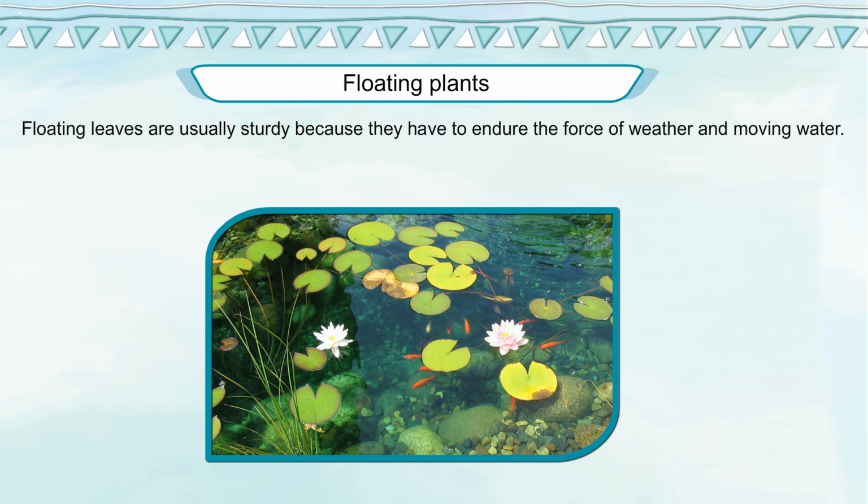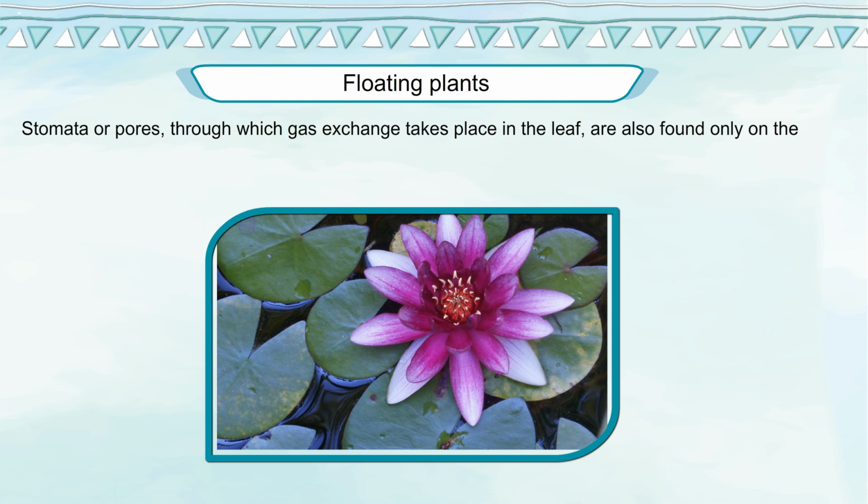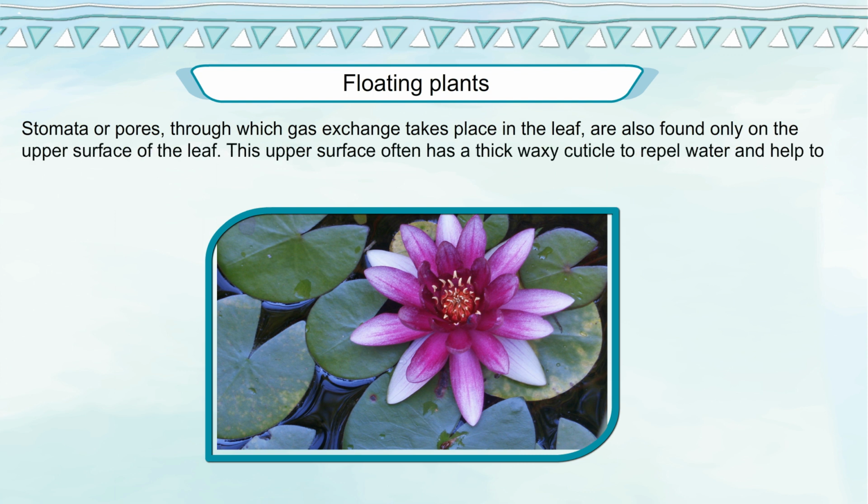Floating leaves are usually sturdy because they have to endure the force of weather and moving water. The green pigment containing chloroplasts, important for photosynthesis, are present on the surface of the leaves that are well lit. Stomata or pores, through which gas exchange takes place in the leaf, are also found only on the upper surface of the leaf. This upper surface often has a thick waxy cuticle to repel water and help to keep the stomata open and clear.